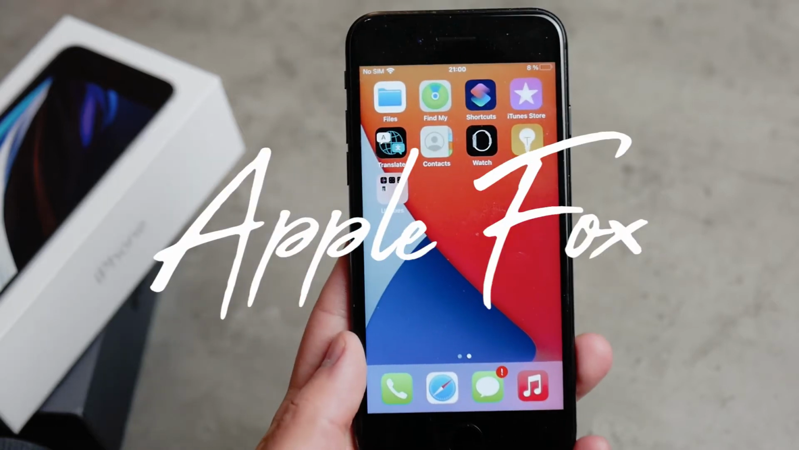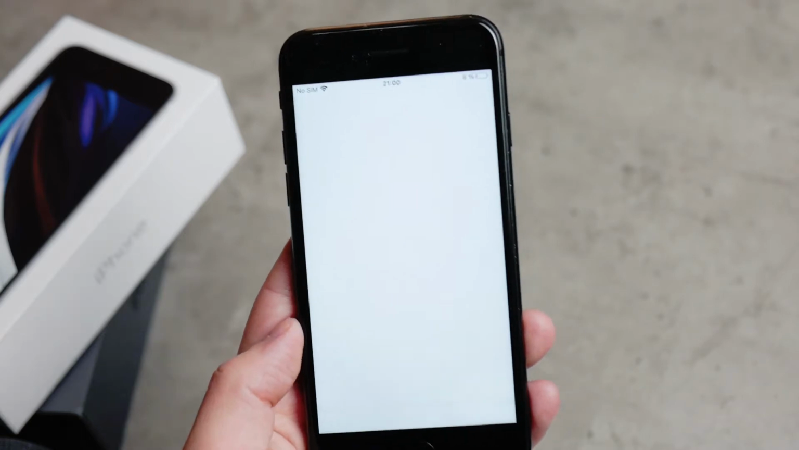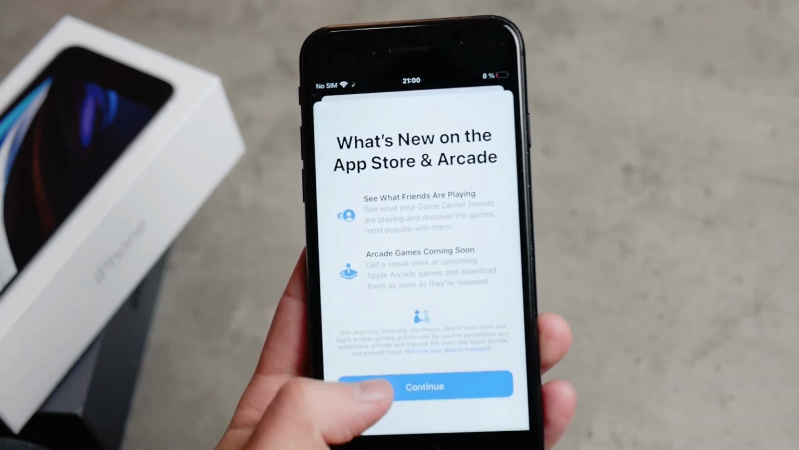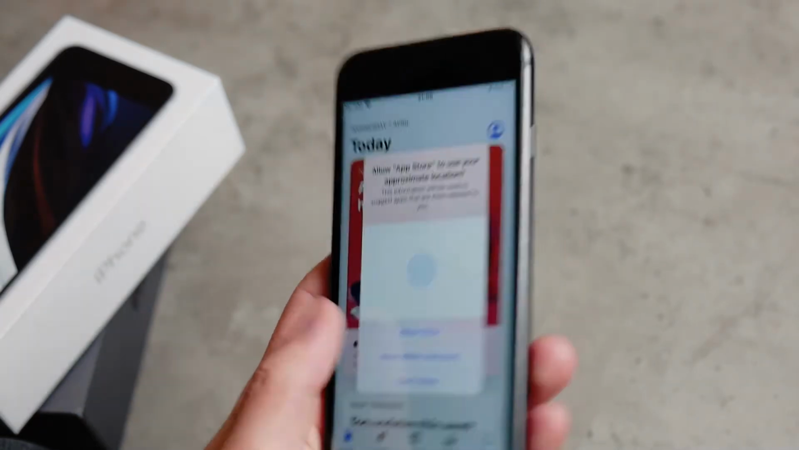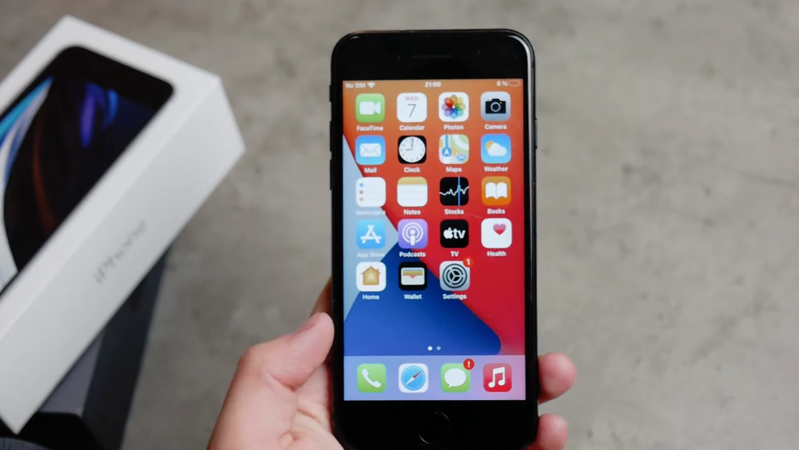Let's talk about the iPhone SE, the third generation, which is about to be released by Apple in the near future. So let's talk about it. What is it expected to have, or what can you expect to get out of it?